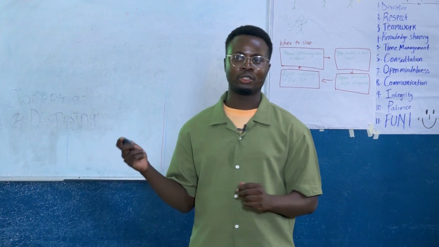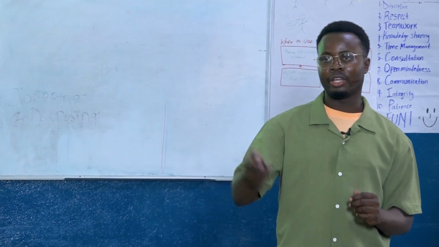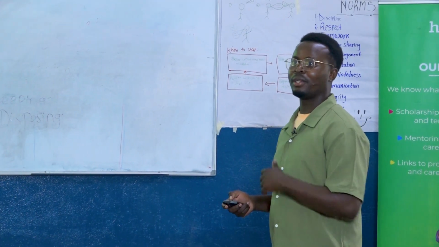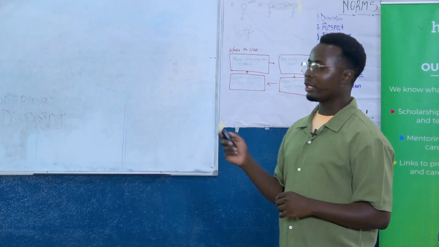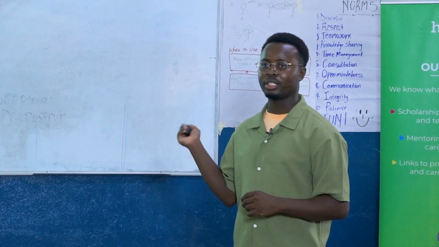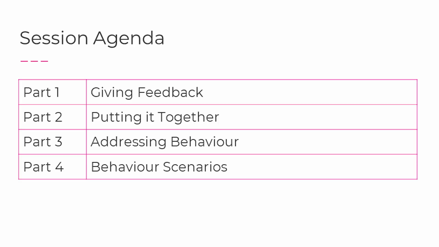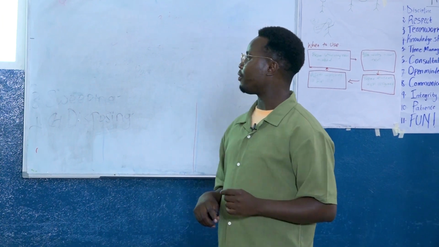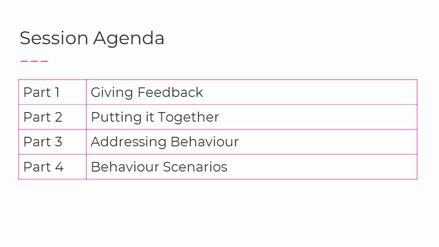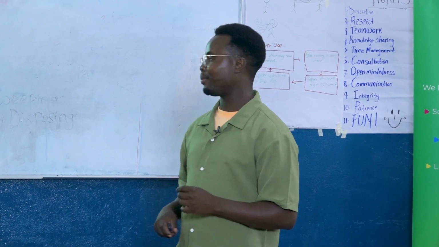In this session, we talked about giving facilitator versus facilitator feedback. And now we are talking about giving students feedback. This session is divided into 4 parts. The first part is giving feedback and then putting it together, addressing behavior, whereby we are going to get tips of how we are going to address different behaviors in classes. And then we are also going to look at behavior scenarios and challenge ourselves with them.